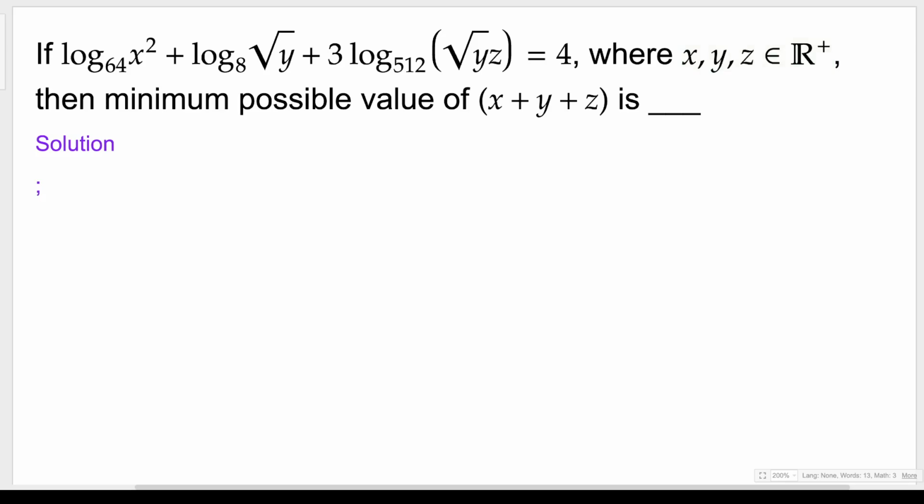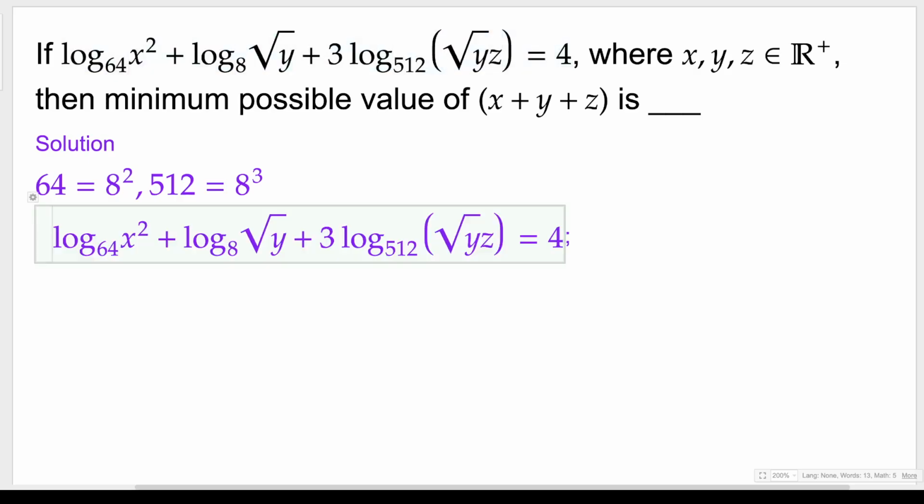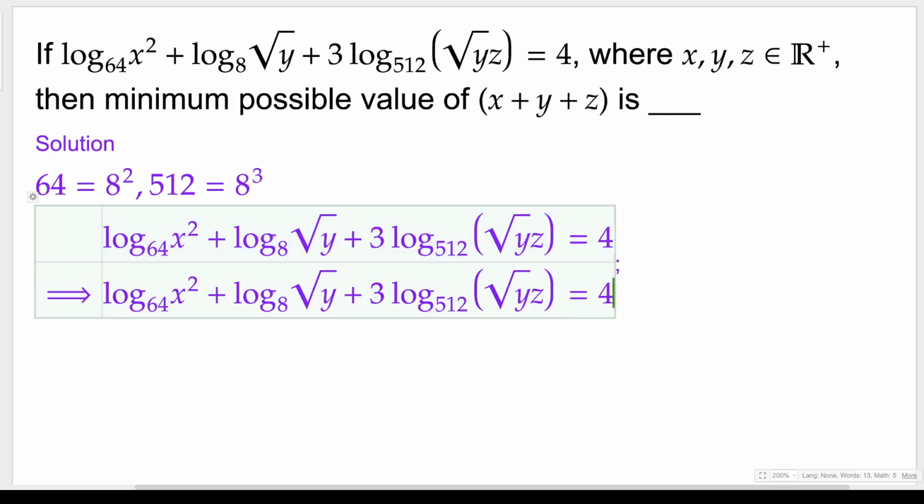So here, if you observe, this 64 can be written as 8 squared, and this 512 can be written as 8 cubed. Why so? Because I'll try to make the base the same and then apply some property of log so that I can resolve this as much as possible. So this one is the given equation, that is equal to 4. Now, on proceeding further, instead of 64, this can be written as 8 squared, and this 512 as 8 cubed.